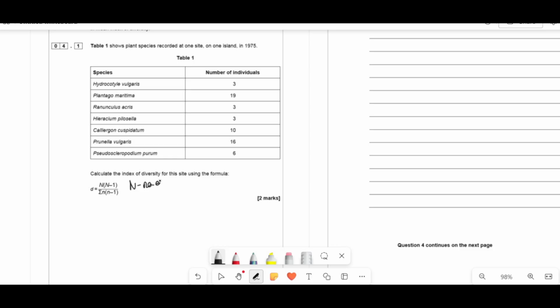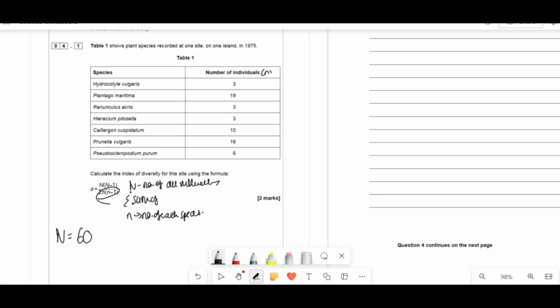N is the number of all individuals, the sum of them all, right? Sigma means the sum of, and it's going to be the number of each species. So the little n is the number of each species. So what we need to do is work out big N. Big N is just all of those added up, right? So if I add up all of those, 3 plus 19 plus 3 plus 3 plus 10 plus 16 plus 6, we get 60, right?